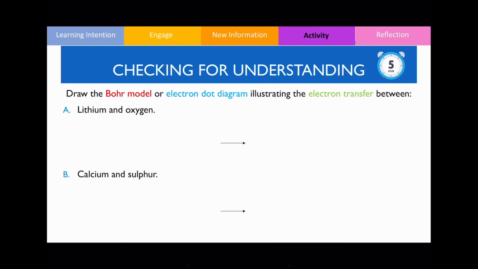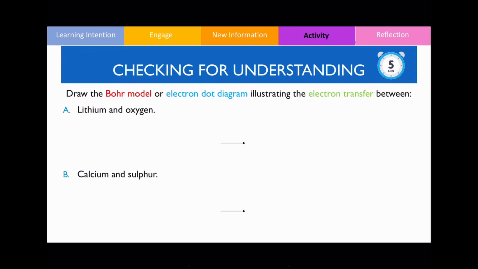So what I want you to do now is use either the Bohr model or the electron dot diagram to actually draw both of these examples over here. Because I can't really check to see what you're doing through Edpuzzle, I'd like you to please email me what your drawings are for each of them before you actually finish this video.